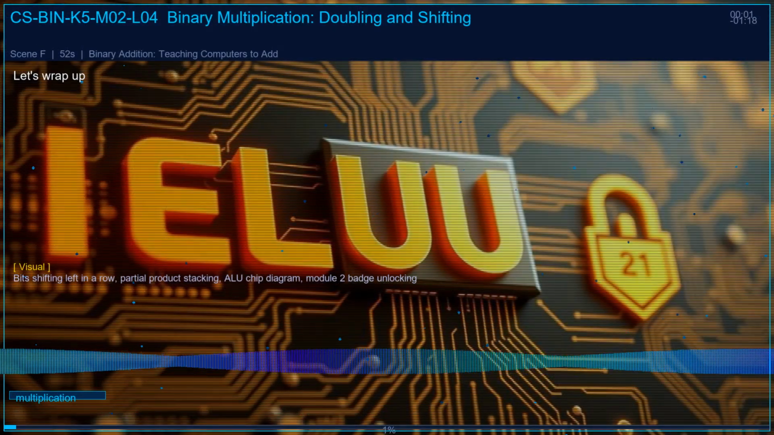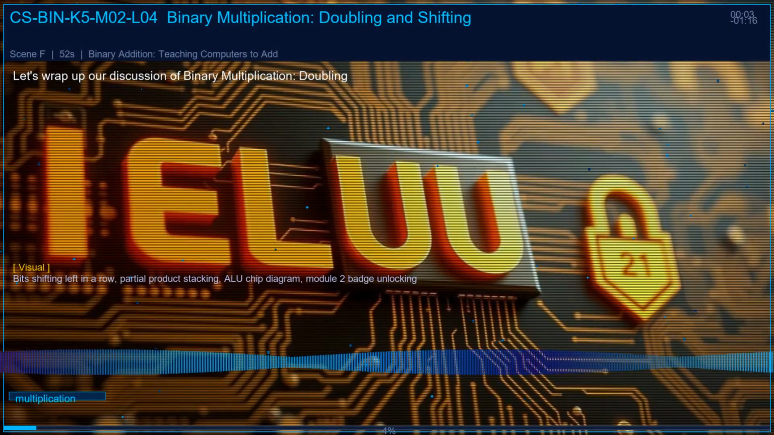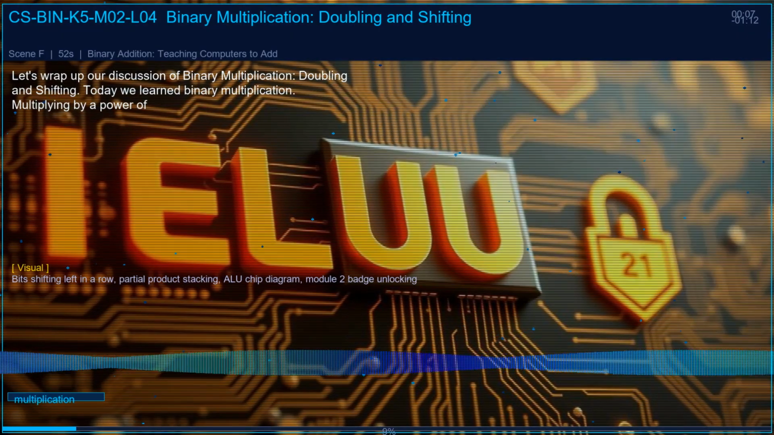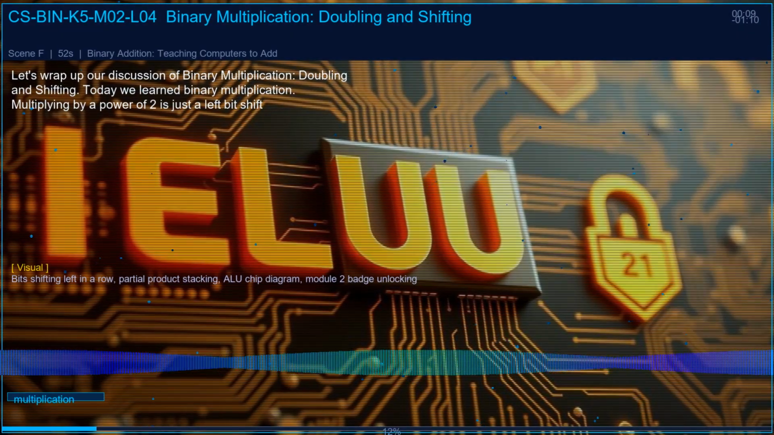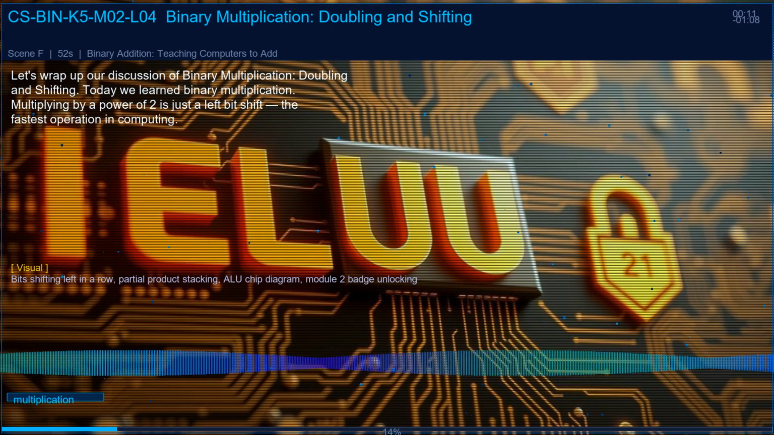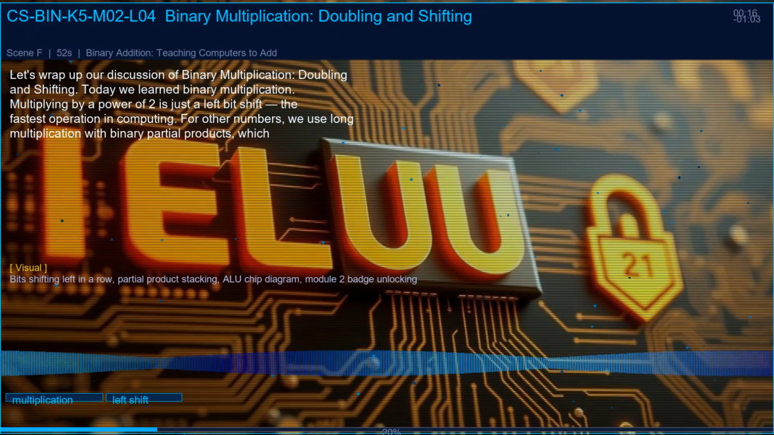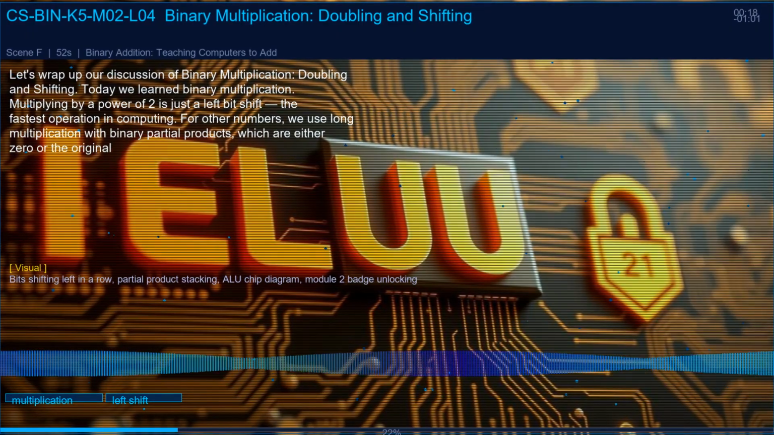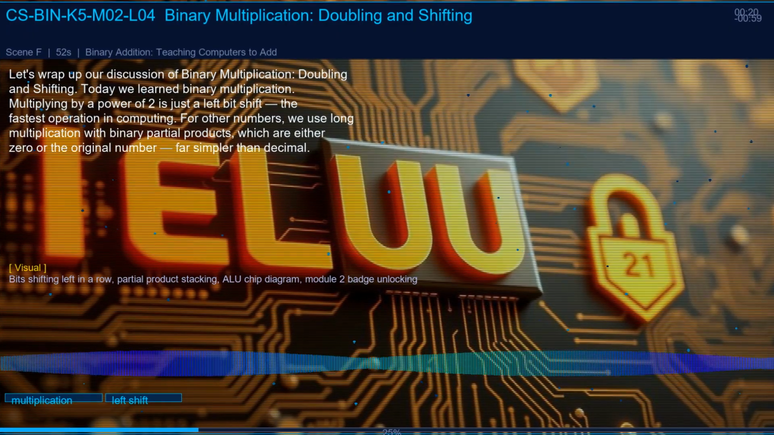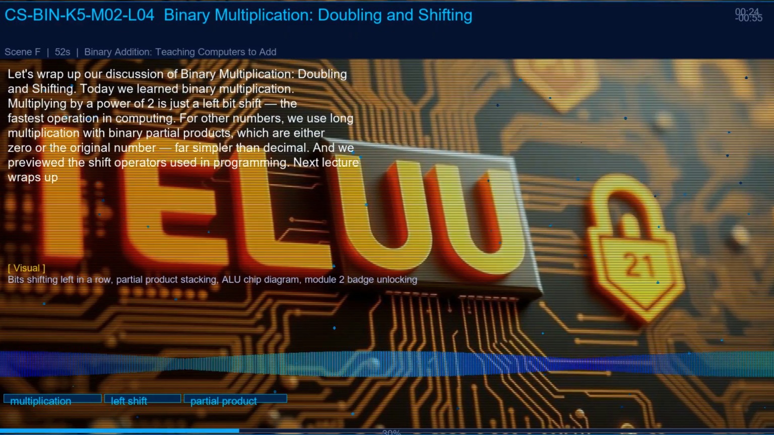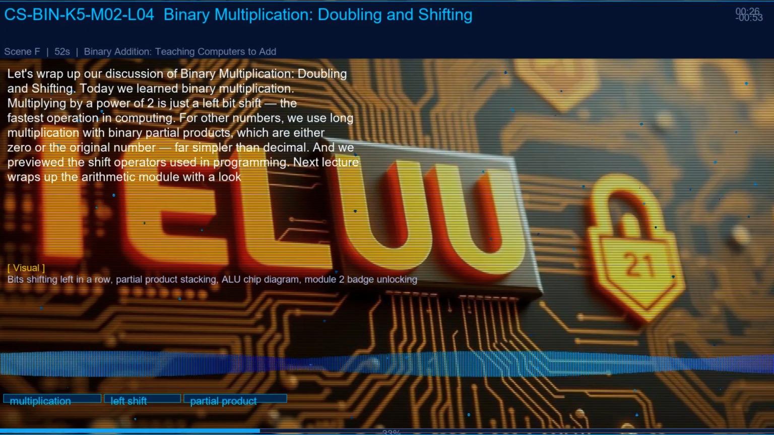Let's wrap up our discussion of binary multiplication, doubling and shifting. Today we learned binary multiplication. Multiplying by a power of 2 is just a left bit shift, the fastest operation in computing. For other numbers, we use long multiplication with binary partial products, which are either 0 or the original number, far simpler than decimal. And we previewed the shift operators used in programming.